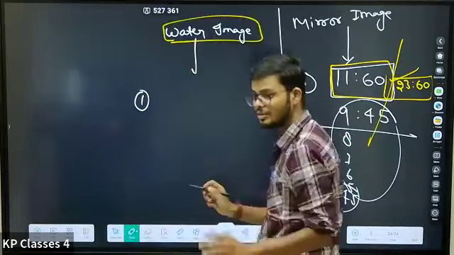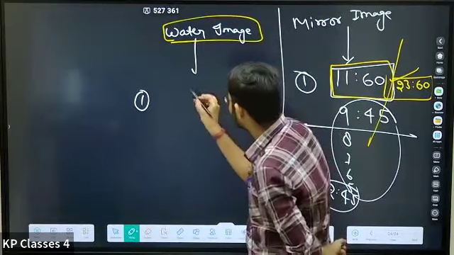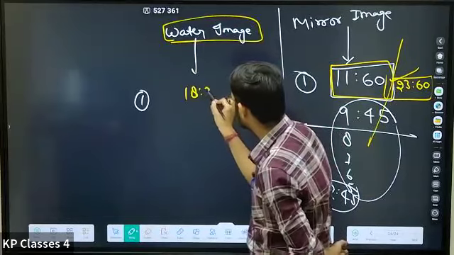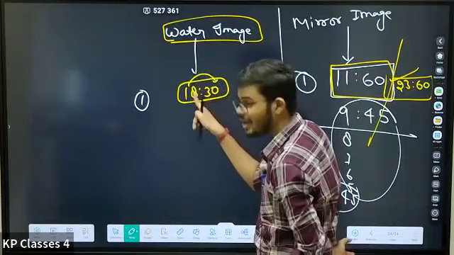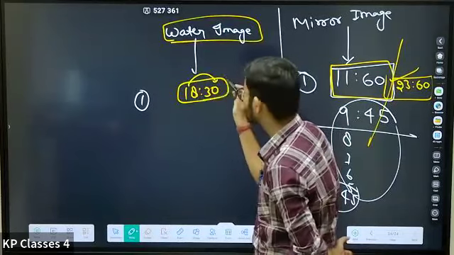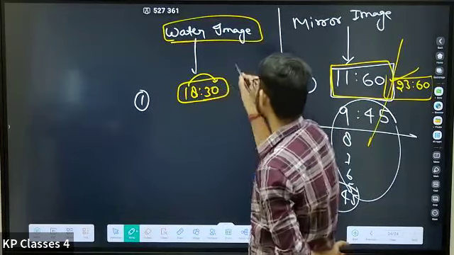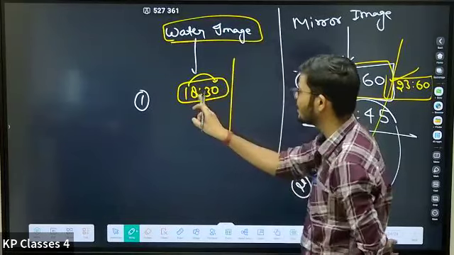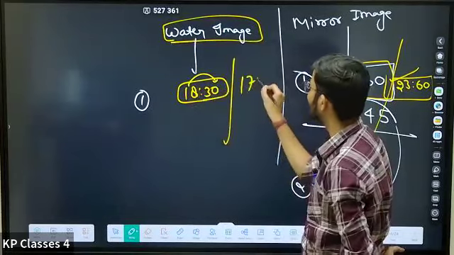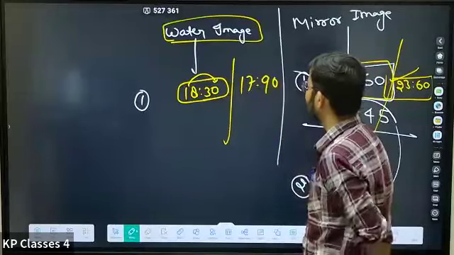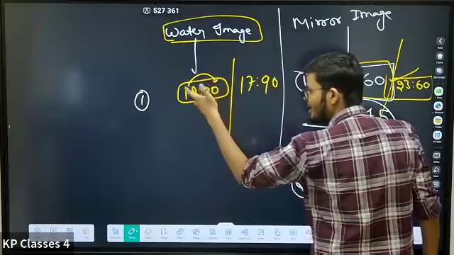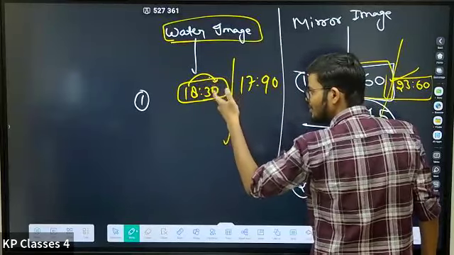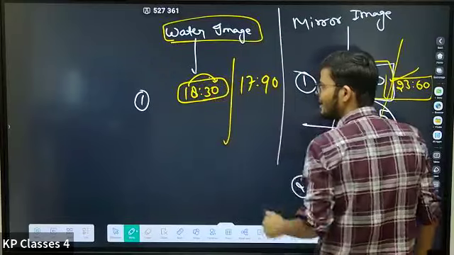The water image in such a case will be found by subtracting whatever time is given from 18:30. If the minutes are more than 30, I will take carry 1 from here. Now 1 hour is equal to 60 minutes, so it will give 60 minutes here. So either you get the answer by subtracting from 18:30 or by subtracting from 17:90. Now where is this 17:90 coming from? I have taken 1 hour as carry from this side, so 1 hour will give 60 minutes on this side. So this is 90, this is 17:90.